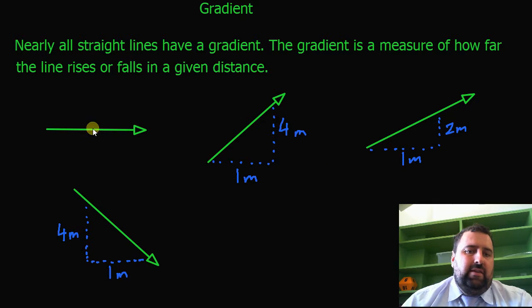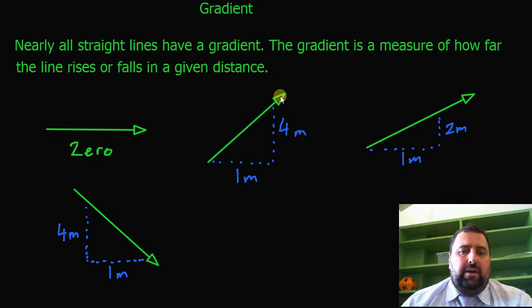So this line here is a perfectly horizontal line that doesn't rise or fall. We say that it has zero gradient because it doesn't matter how far along this line I travel, I'm not actually going to go up or down, okay?